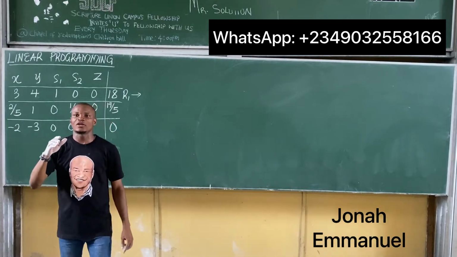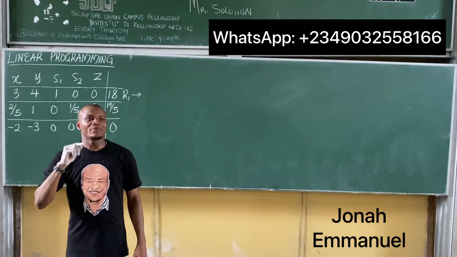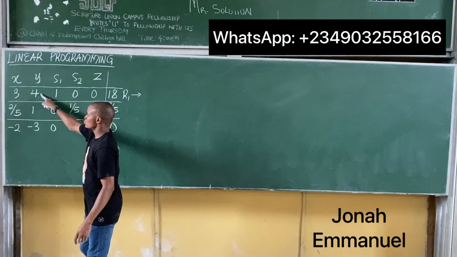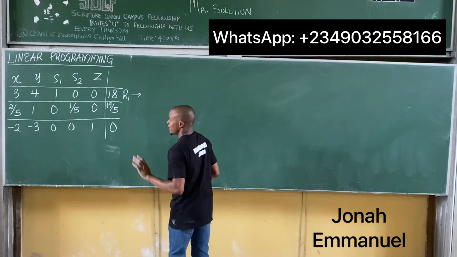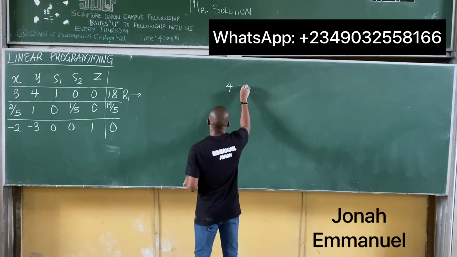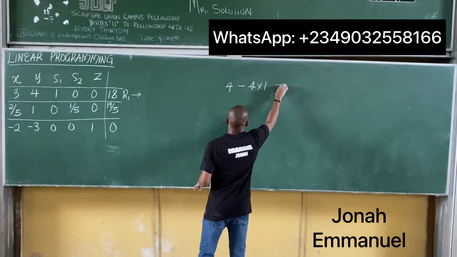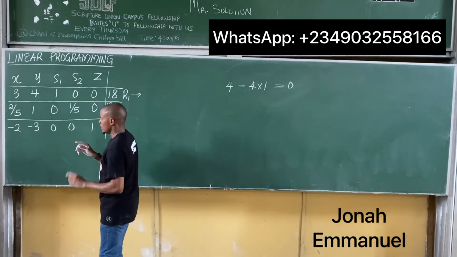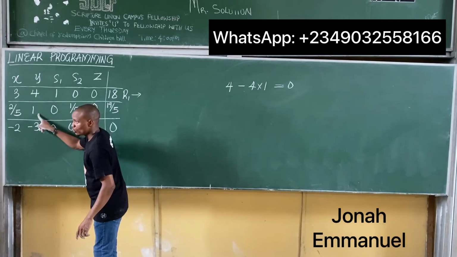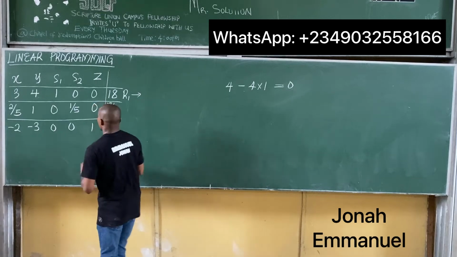Let me give you a layman's way of doing this. Work with the 2 rows, like these 2 rows. If I have 4 and I have 1, I know that 4 minus 4 times 1 is equal to 0. True? Yeah? So listen up. I still work with these 2. The idea is always this.